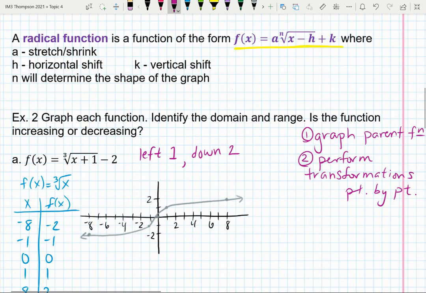So now I'm going to take each point that I already plotted, and I'm just going to go left 1, down 2, and replot it and get a new graph. Left 1, down 2. Left 1, down 2.